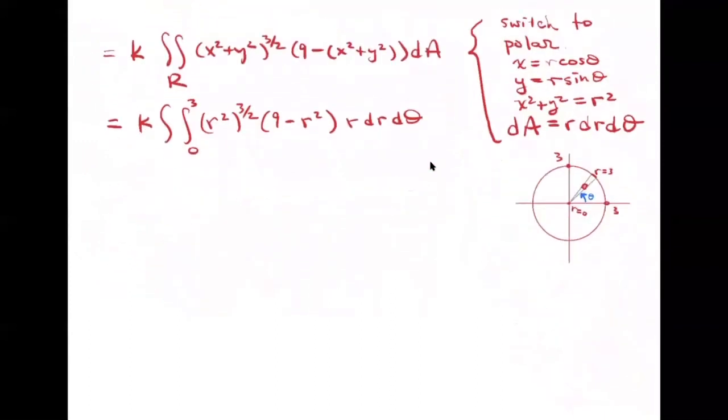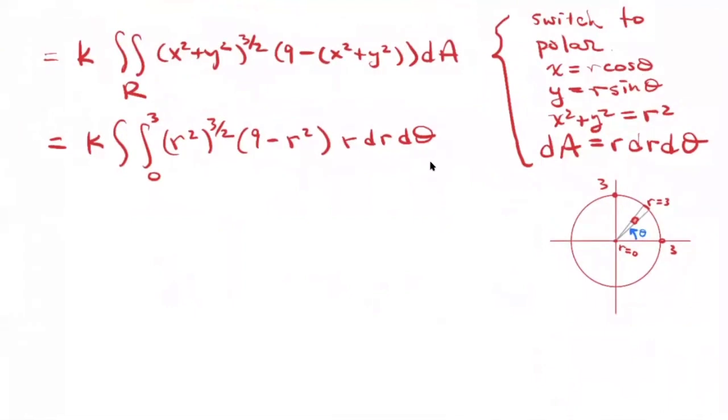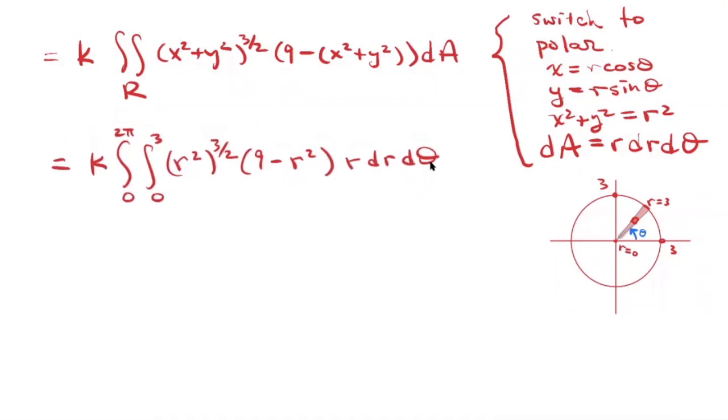Well, you've got to cover that whole circle. When r goes from 0 to 3, you fill up this little slice here, but then theta has to vary from 0 to 2 pi to fill up the circle. So I'll put 0 to 2 pi for the limits on the integral for theta. Is there any question about any of that? Thanks, Chris.